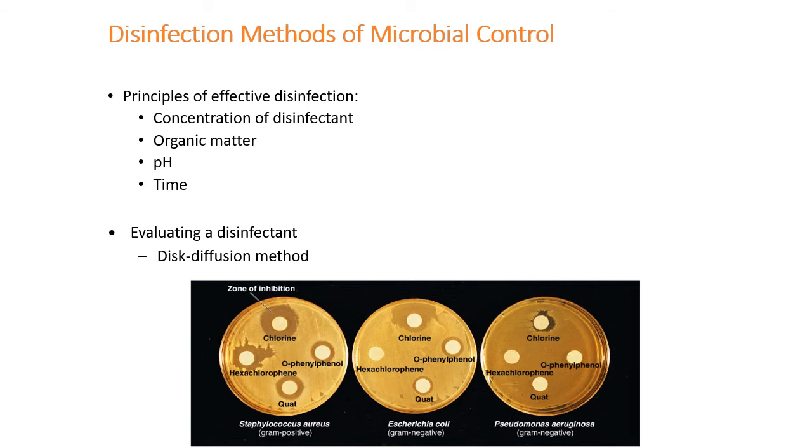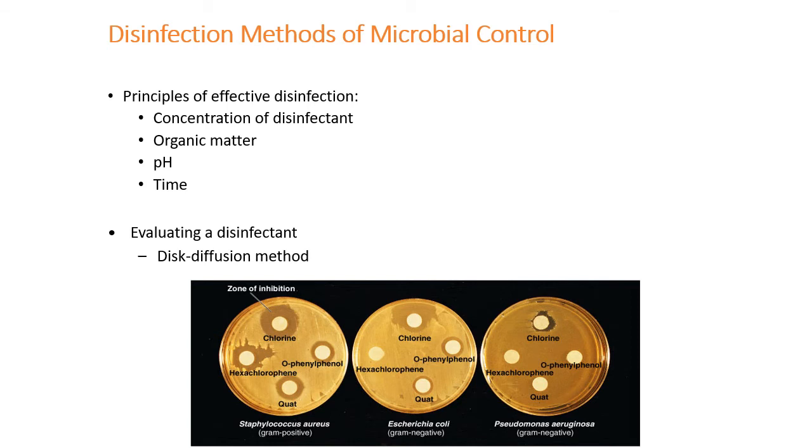Disinfection is a method of microbial control you'll all be familiar with. Chemical disinfectants are generally small molecule systems, and they work principally, in most cases, by oxidation or sometimes heavy metal damage to the target cell. The effectiveness of disinfection depends on the concentration of disinfectant, for example bleach, pH, time, and whatever organic matter is present.